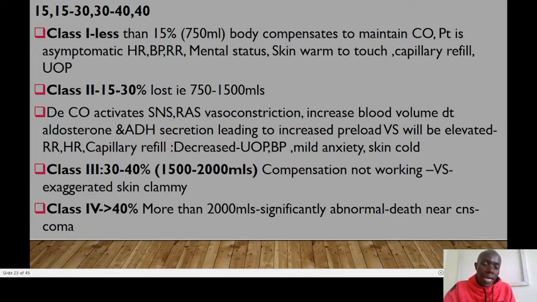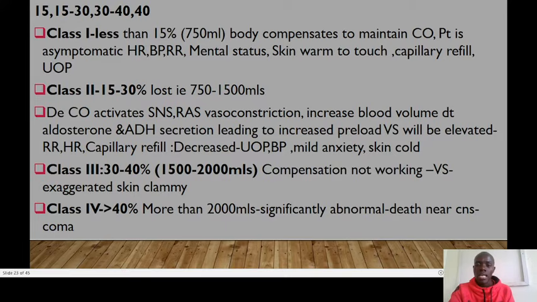So we have different classes of hypovolemic shock, and it simply depends on the amount of volume one has lost. It could be less than 15, 15 to 30, 30 to 40, or over 40, and that gives us class 1 to class 4.